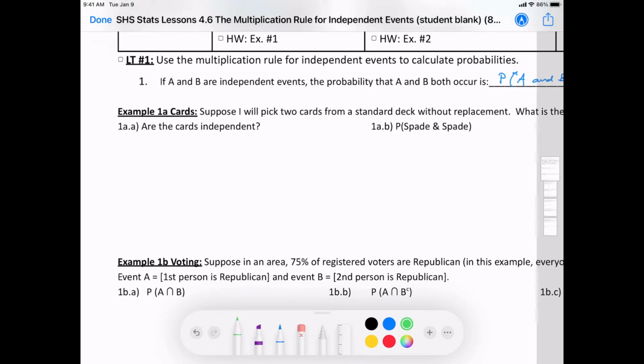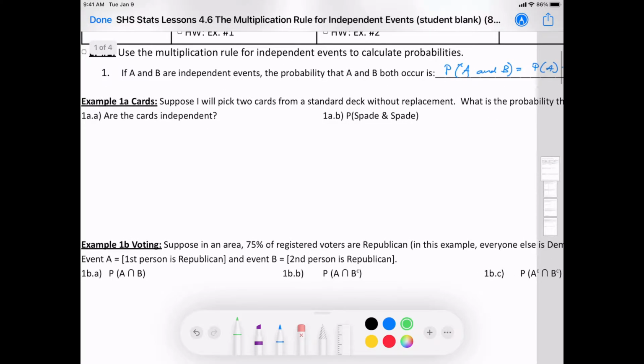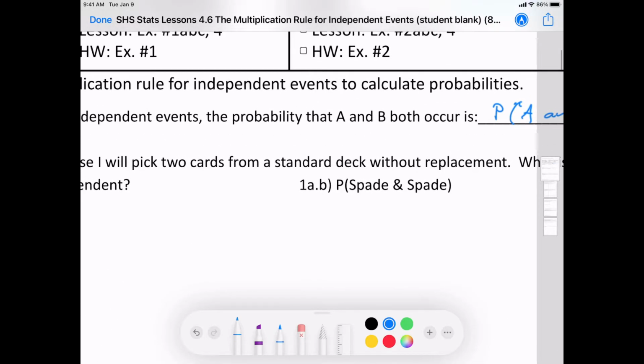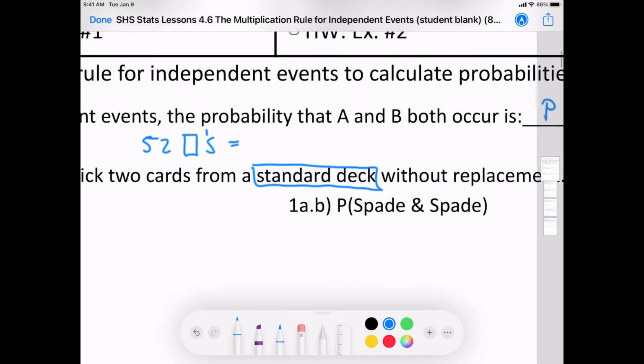Let's do an example, and I think this would make sense. Suppose I pick 2 cards from a standard deck without replacement. So in a standard deck, there are 52 cards, and there are 4 suits. This is a spade. There are 13 spades.